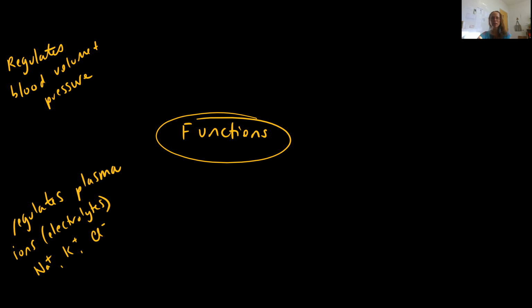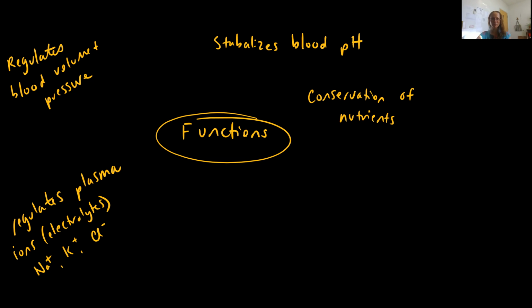We also will see that the urinary system is involved in regulating the plasma ions, or what we can call electrolytes. So we'll see that the kidney is important in getting rid of or retaining ions such as sodium, potassium, chloride, and others. And then we also talk about the kidney as being involved in helping to stabilize the blood pH. So we can see that the kidney will get rid of excess hydrogen ion and will also help to restore the bicarbonate ion reserves.